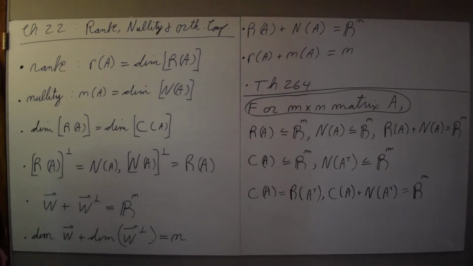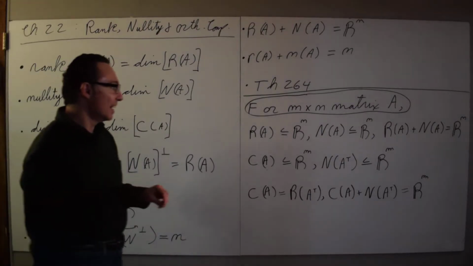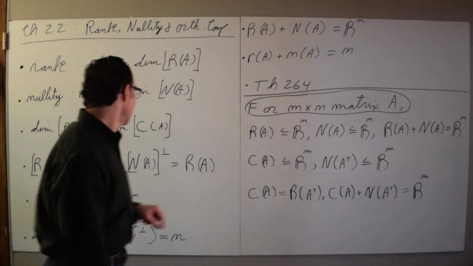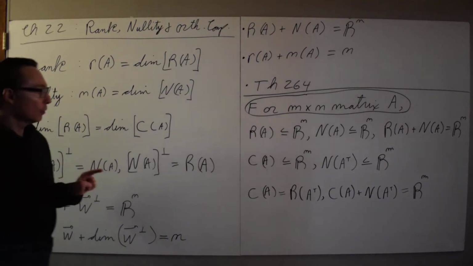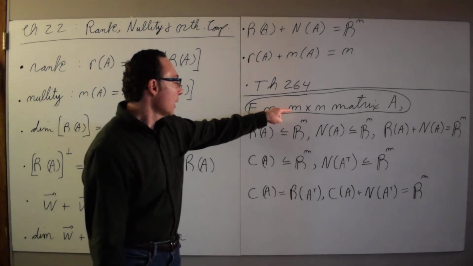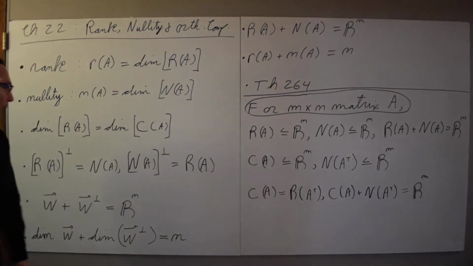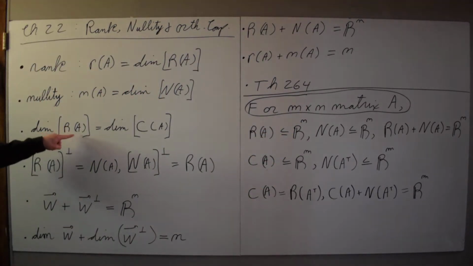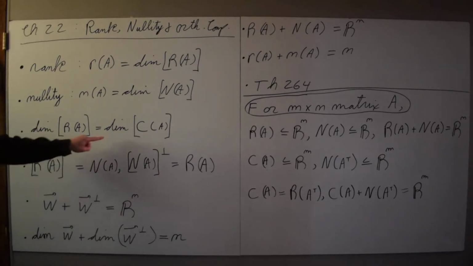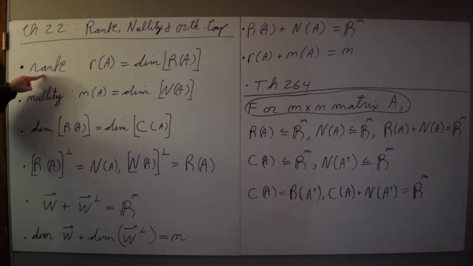That's not to say the two spaces themselves are the same. In fact, they may not even live in the same Euclidean space. The row space of the matrix lives in Rn because the matrix has n columns, and the column space of the matrix lives in Rm because A has m rows. So these two spaces are not necessarily the same space, but they do have the same dimension. And that dimension is called the rank of the matrix.